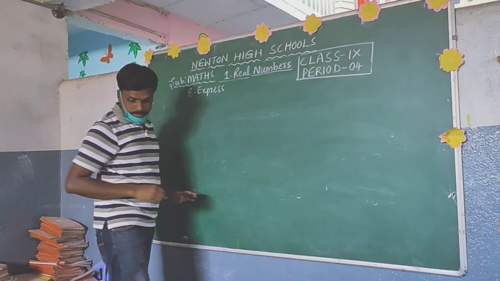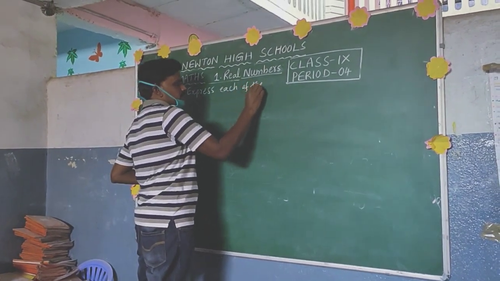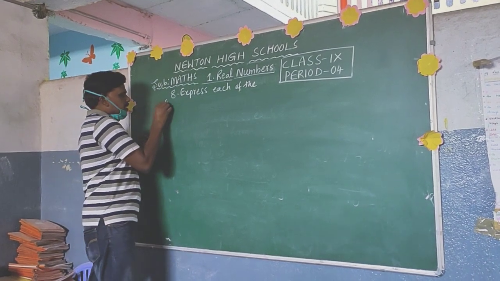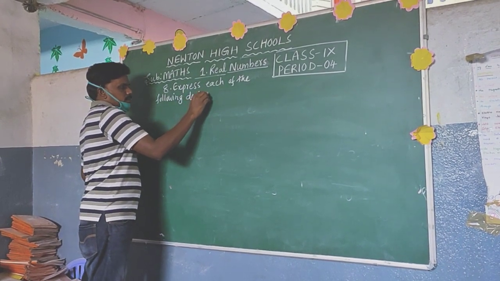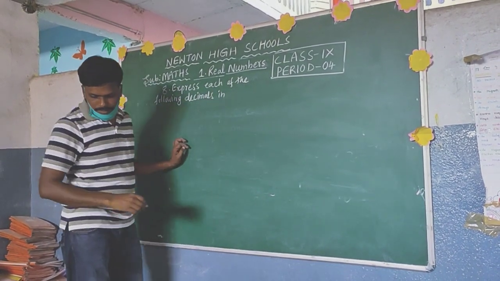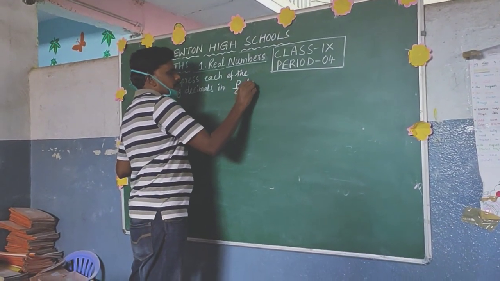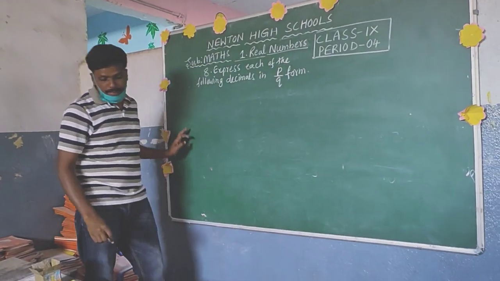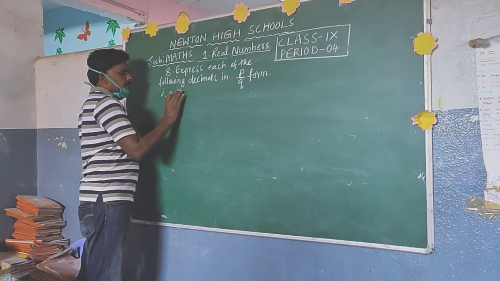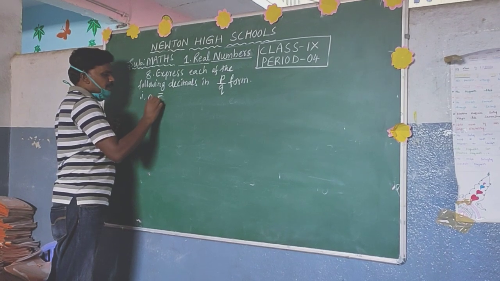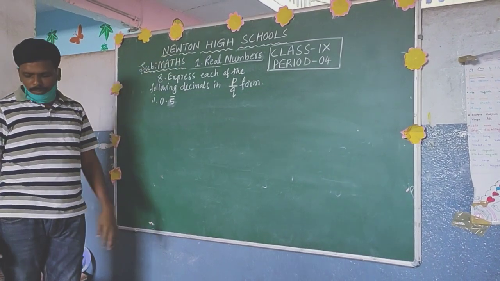Express each of the following decimals in p by q form. Means we have to write in rational form, isn't it? For example, the first question is 0.5 bar. These decimals we have to write in the form of p by q form.